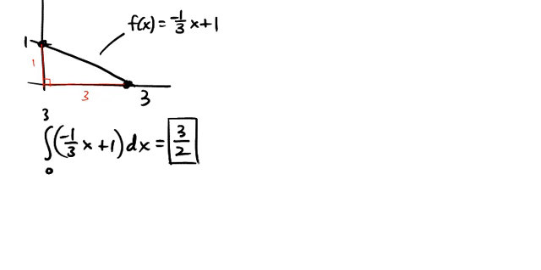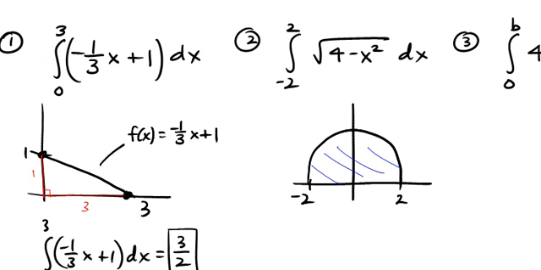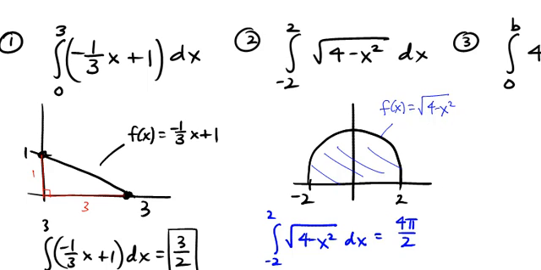The next one, the function f of x equals square root of 4 minus x squared. Hopefully you will recognize that as a semicircle. So to find the area of a semicircle of radius 2, you're just going to compute the area of a circle of radius 2 and then cut that in half. So the area of a circle with radius 2 is 4 pi, and half of that is simply 2 pi.